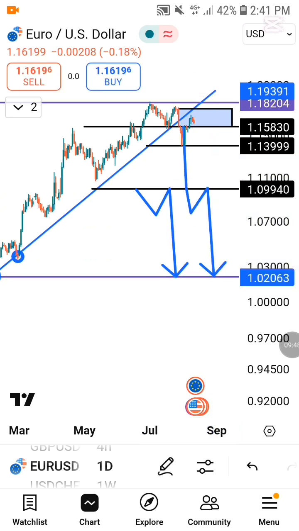I hope you understand this market. You understand this technical analysis.